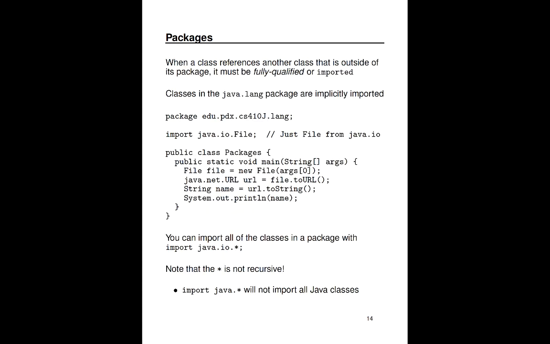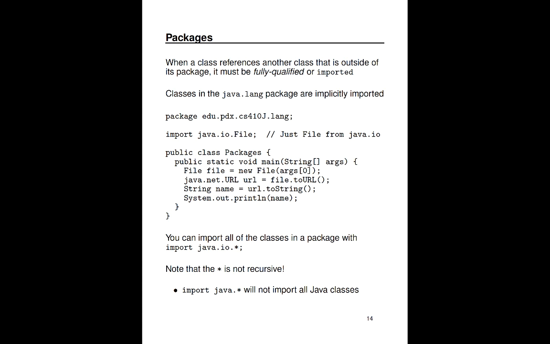Now, when you want to use a class from a package that's different from your own, you need to tell the Java compiler where that class resides by specifying its package. So when you reference one class from another class, you must either fully qualify it by putting the full name of the class there, or you need to import it into your code. An import is similar to a #include from C or C++, but the mechanism is very different.